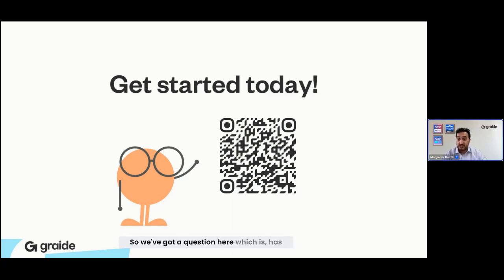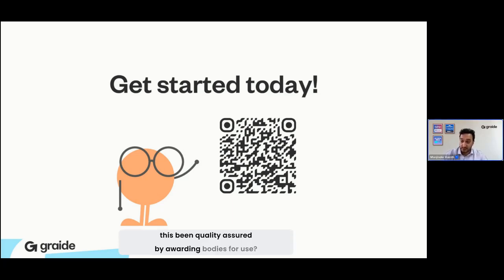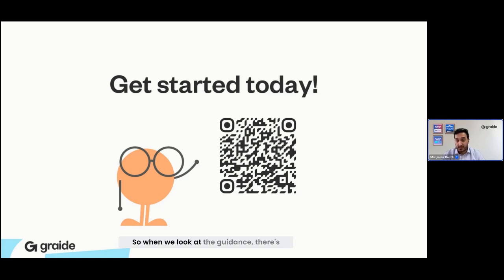So we've got a question here, which is, has this been quality assured by awarding bodies for use? It's a great question. When we look at the guidance, there's lots of different places we can look. We could look at the EU AI Act, for example. We could look at the UK guidance. We could look at Ofqual and Ofsted guidance as well. And most of that guidance really boils down to having a risk mitigated approach to using these technologies.